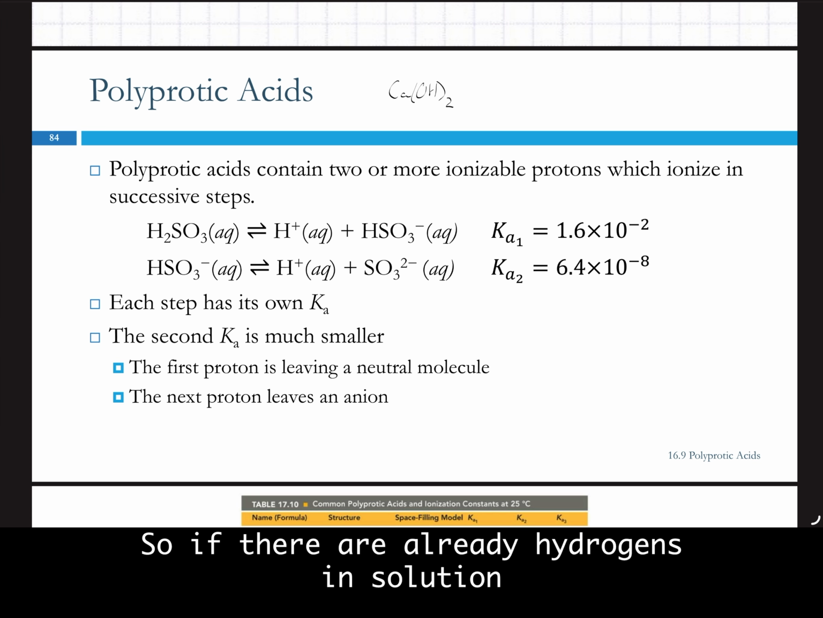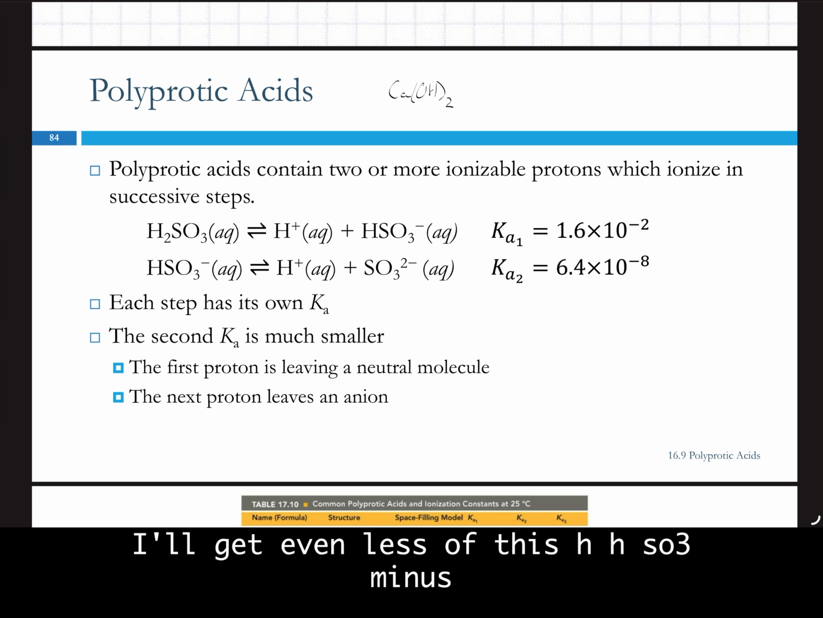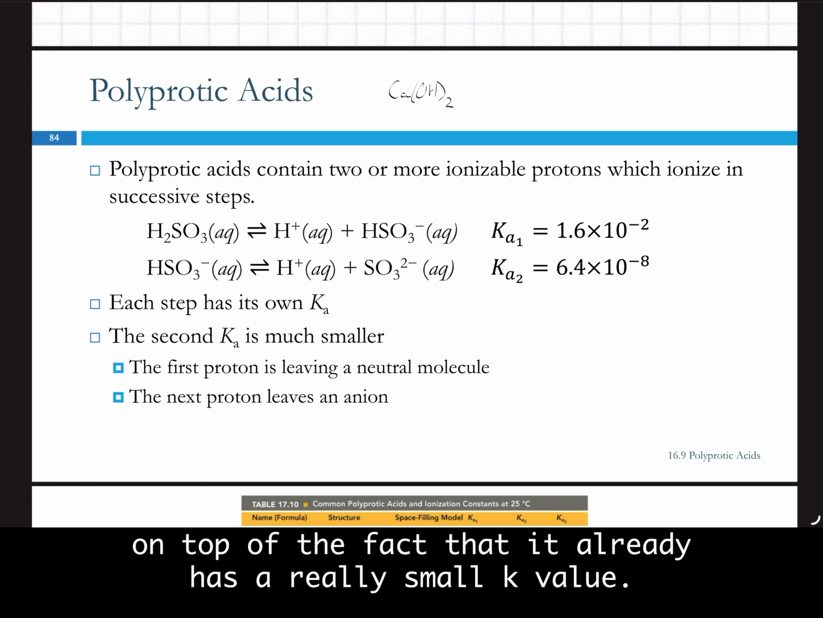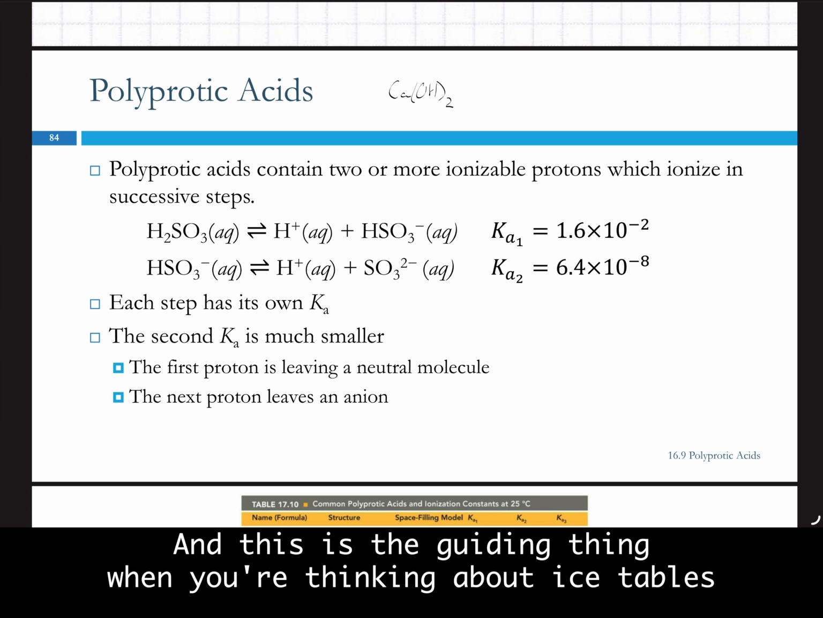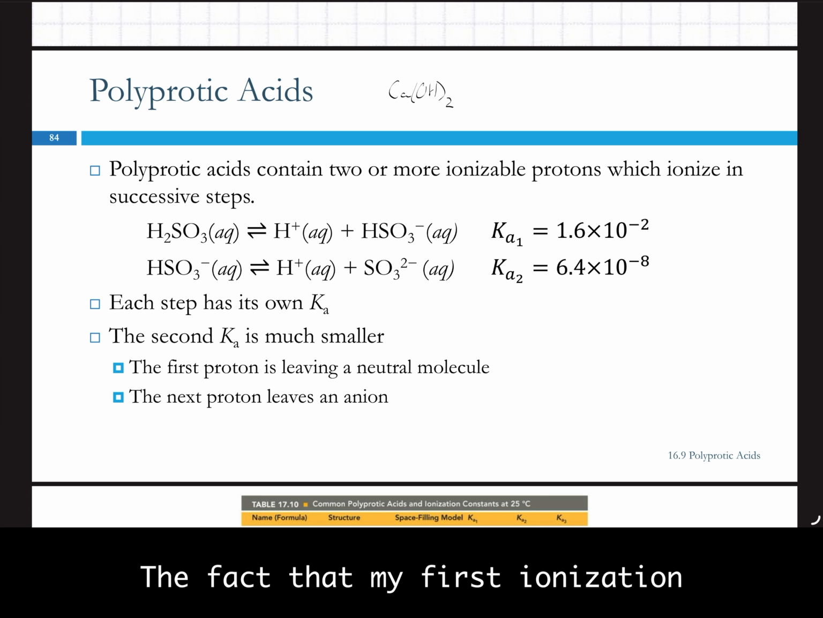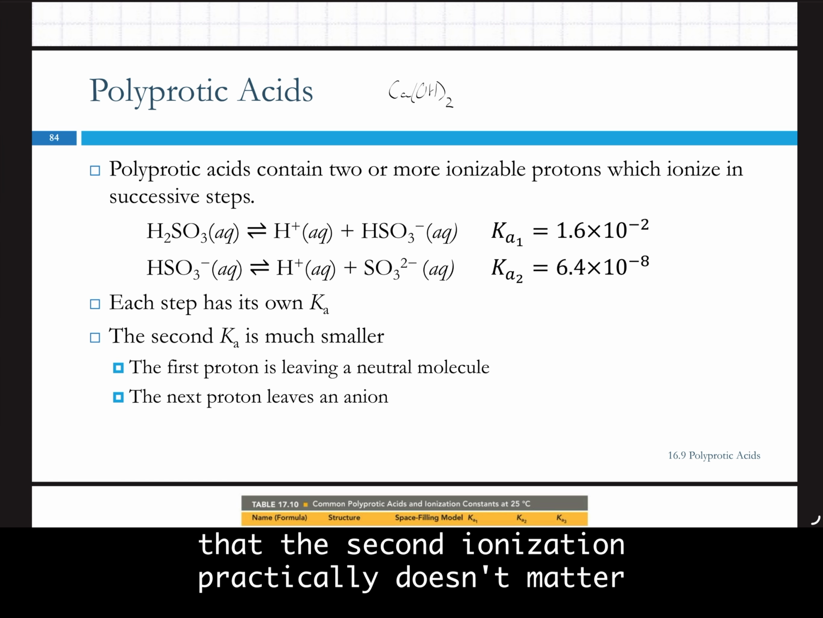Right, so if there are already hydrogens in solution, that's going to shift this equilibrium to the left, which means that I'll get even less of this SO3 minus dissociating into H plus, on top of the fact that it already has a really small K value. And this is the guiding thing when you're thinking about ice tables, calculating equilibrium concentrations for polyprotic acids. The fact that my first ionization suppresses the second ionization means that the second ionization practically doesn't matter.